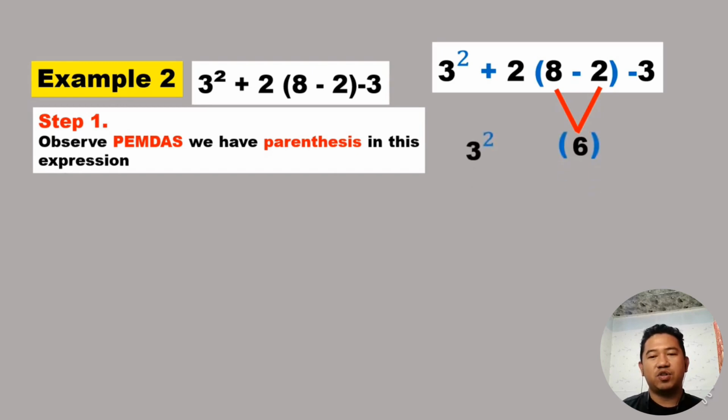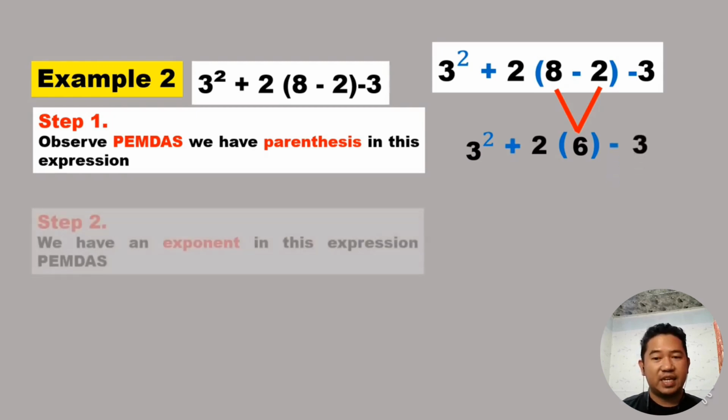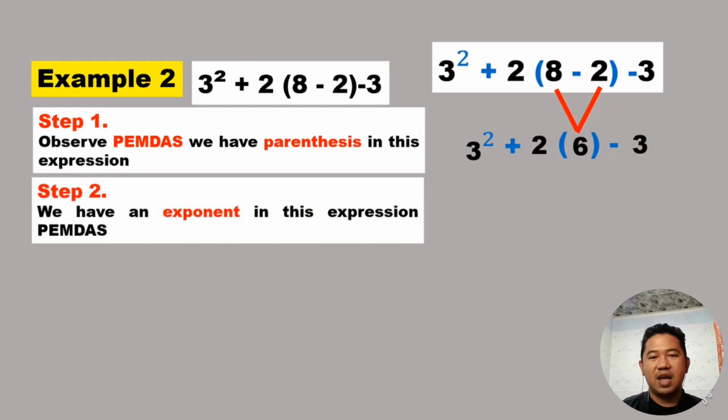Then, what are we going to do next? Bring down 3 by the power of 2 plus 2, of course, open and close parenthesis 6, minus 3. Now for step 2, we have an exponent. So in this expression, what are we going to do?